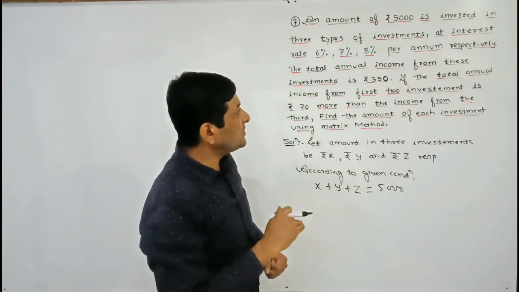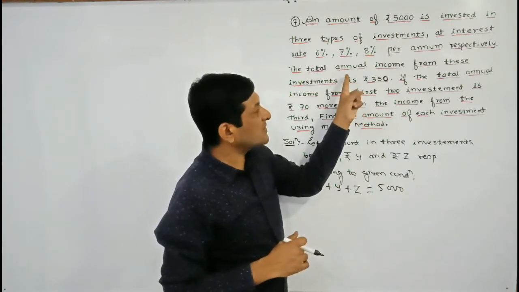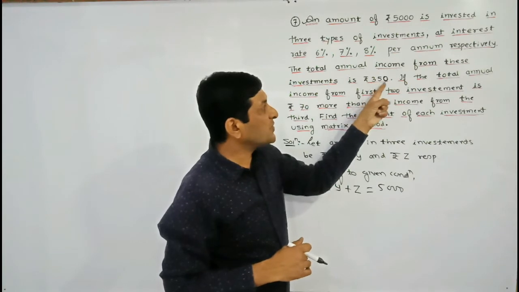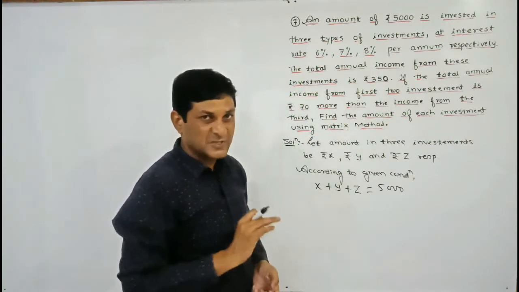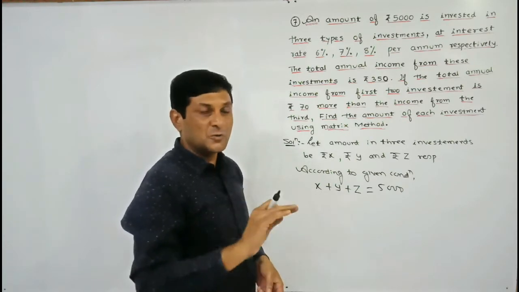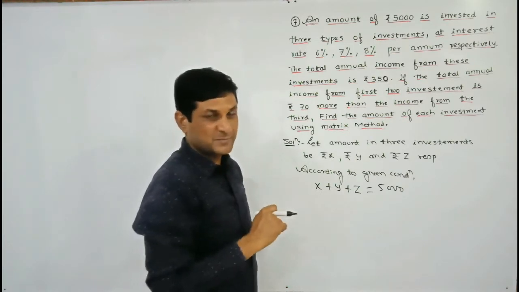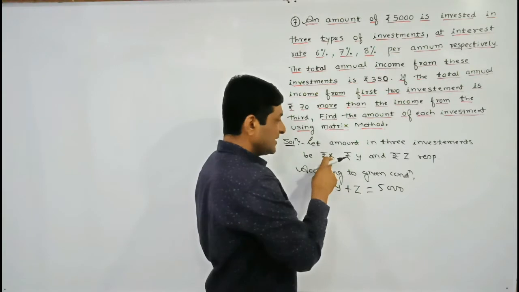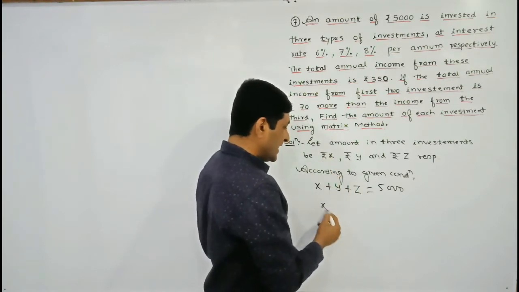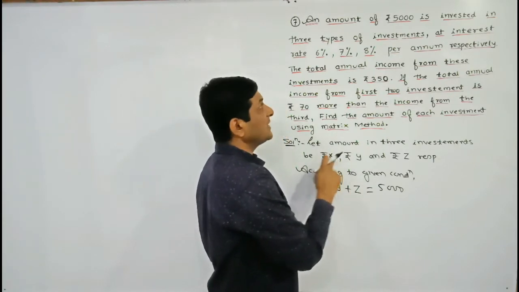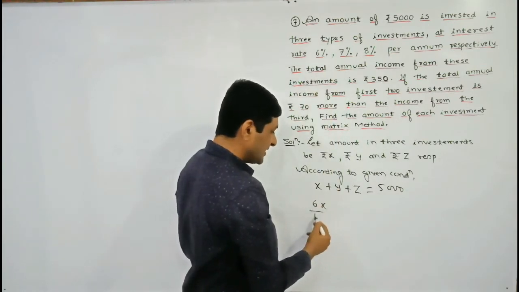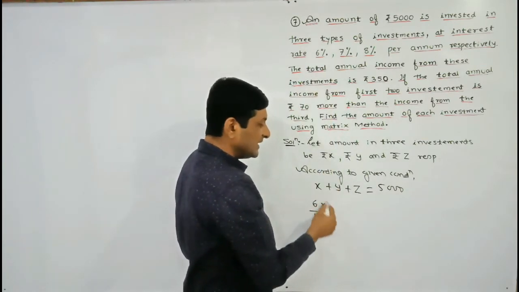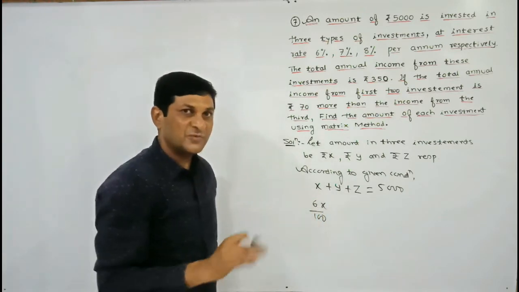So how much amount are we getting from this investment? Rupees 350, which means the total annual income from this investment is rupees 350. Now let us see how much amount we are getting from the first investment. How much amount is invested in the first investment? X, and on this amount how much interest are we getting? 6%. 6% means 6 upon 100, the interest you are getting on our first investment.